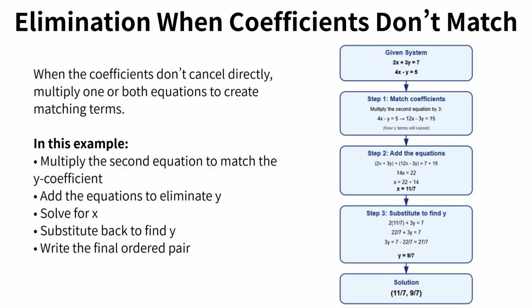Next, we substitute this value back into the first equation. We plug 11/7 into 2x plus 3y equals 7. 2 times 11/7 is 22/7. So the equation becomes 22/7 plus 3y equals 7. To isolate y, we subtract 22/7 from 7, and since 7 is 49/7, 49/7 minus 22/7 gives 27/7. That means 3y equals 27/7. Dividing by 3 gives the final value, y equals 9/7. So the solution to this system is the point 11/7, 9/7.